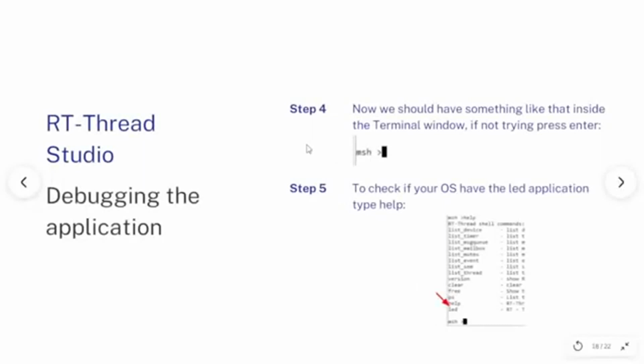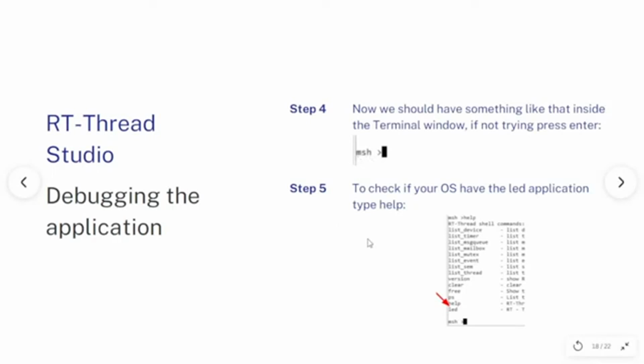Now at the bottom part of the window you should see something like in the image. The MSH prompt will be shown to indicate that the terminal access is working. So you have the shell access using the serial port. If you don't have this anywhere on your screen, you can click in the terminal region, in the terminal tab, and press enter to check if the MSH prompt appears.